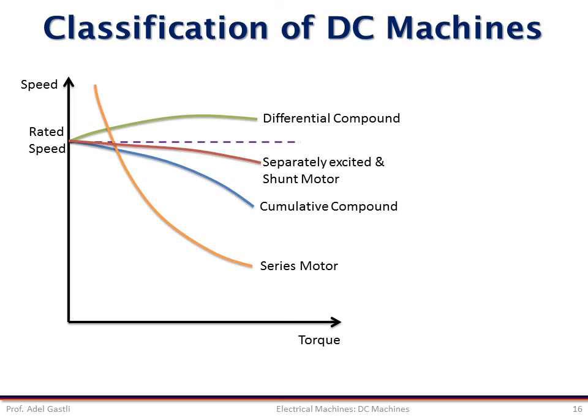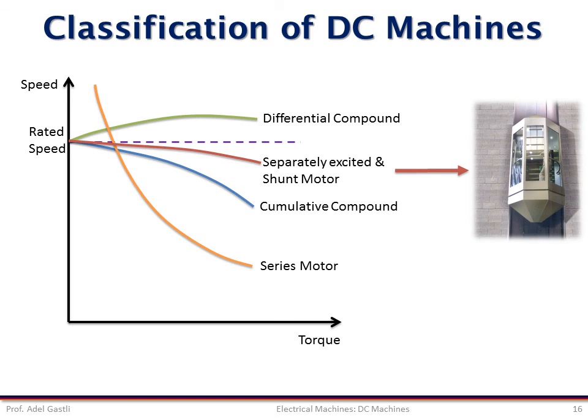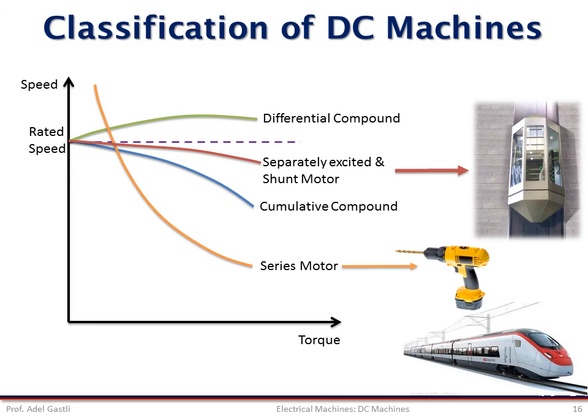These are examples of how the speed versus torque characteristics of the different classes we have seen look like. For instance, the shunt or separately excited motor is suitable for applications where the mechanical load speed does not depend on the torque, such as in lift applications. While the series motor is suitable for high starting torque machines or applications, such as drills and traction applications.